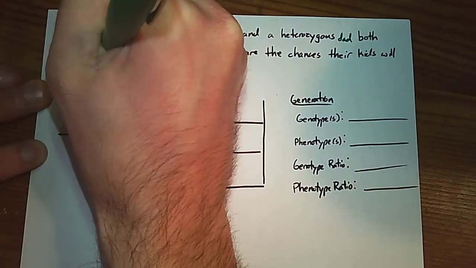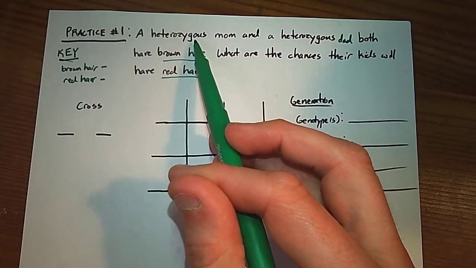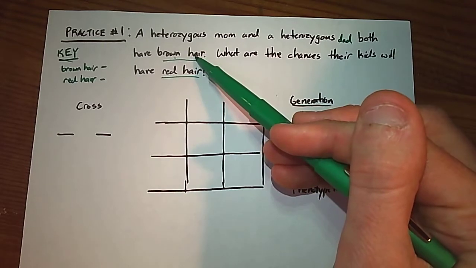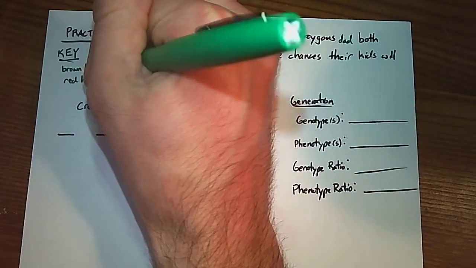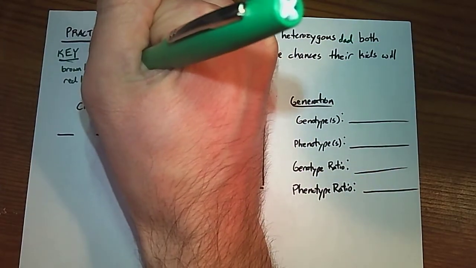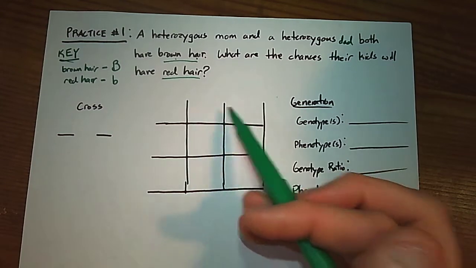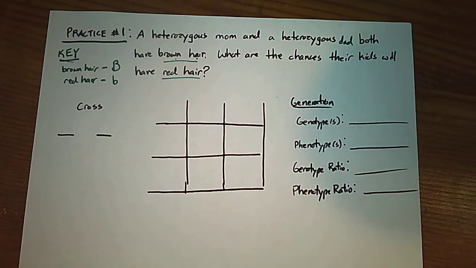So then the question is, which one's dominant and which one's recessive? Well, they're both heterozygous, which means that they have both the dominant and recessive allele. And if they have brown hair, that means that's the one that they're expressing over red hair. So brown hair is going to be dominant and red hair is going to be recessive. Then I need to fill out this Punnett square to figure out what my possible genotype and phenotype ratios are going to be.